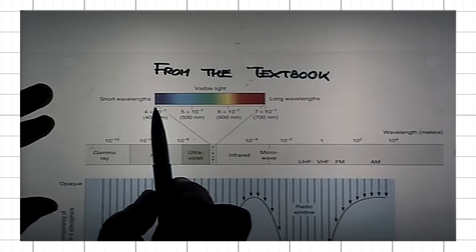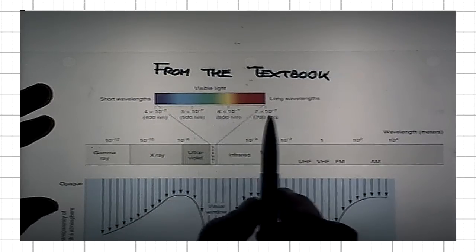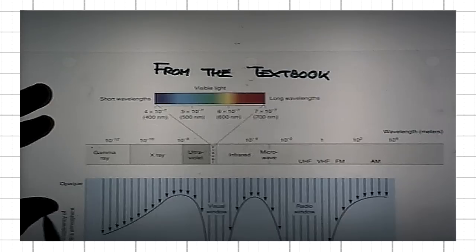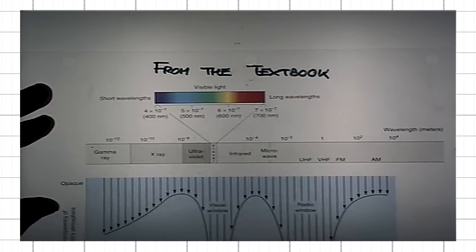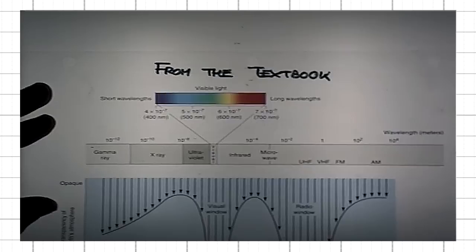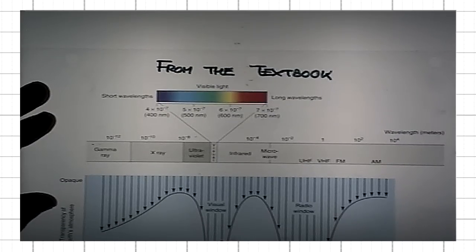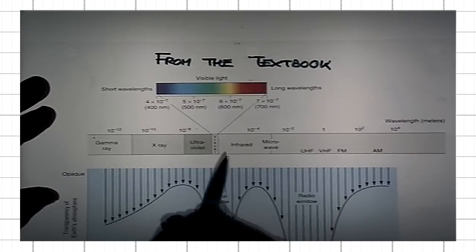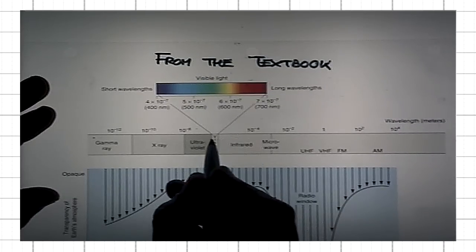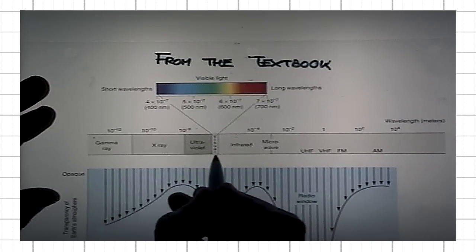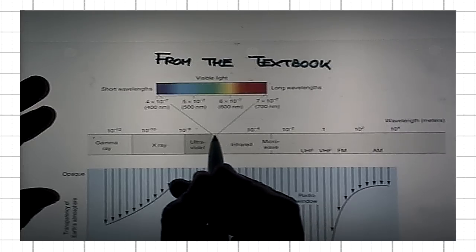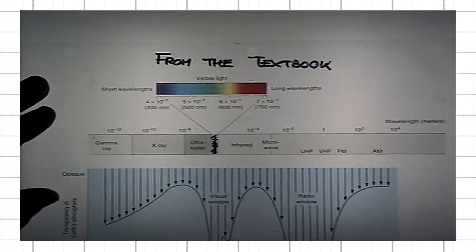And then as the wavelength increases all the way up to 7 times 10 to the minus 7 meters, there we have the long wavelength part of the visible spectrum, the red colors. But you can see that the visual part of this entire electromagnetic spectrum is very tiny compared to the entire spectrum, just this range of wavelengths.